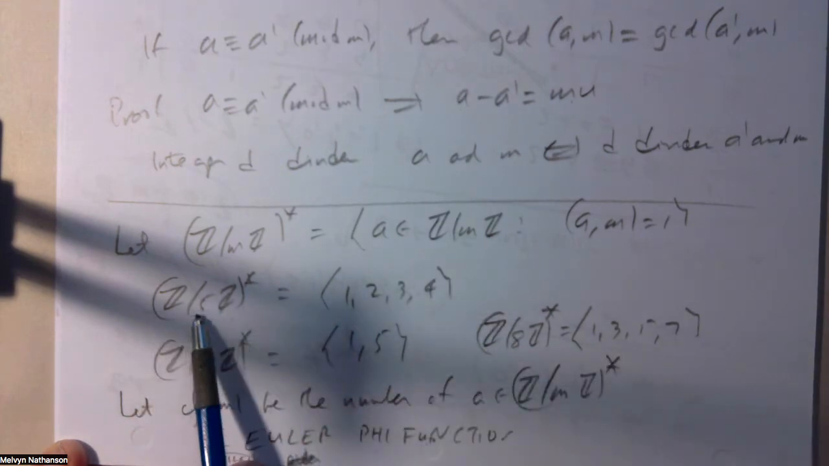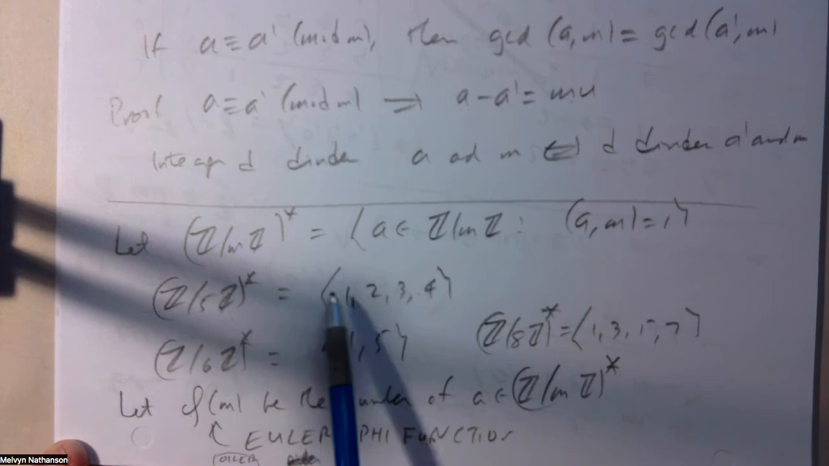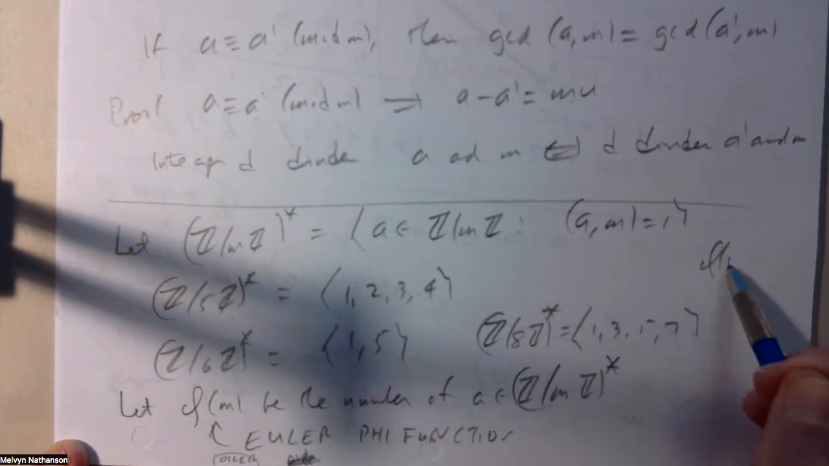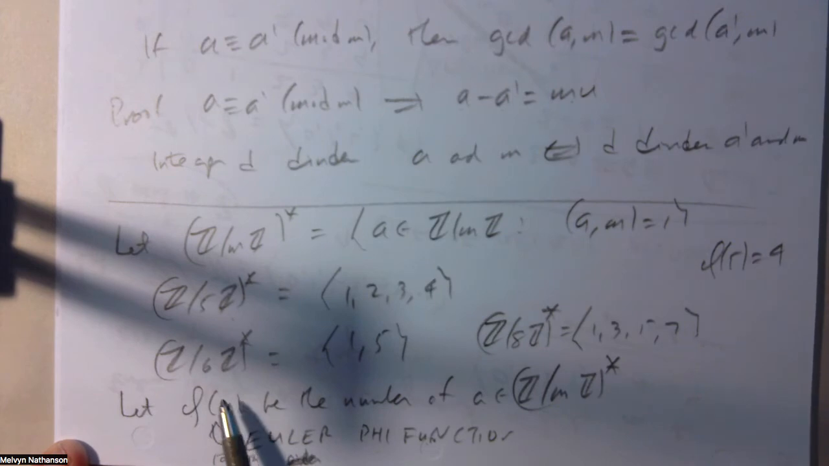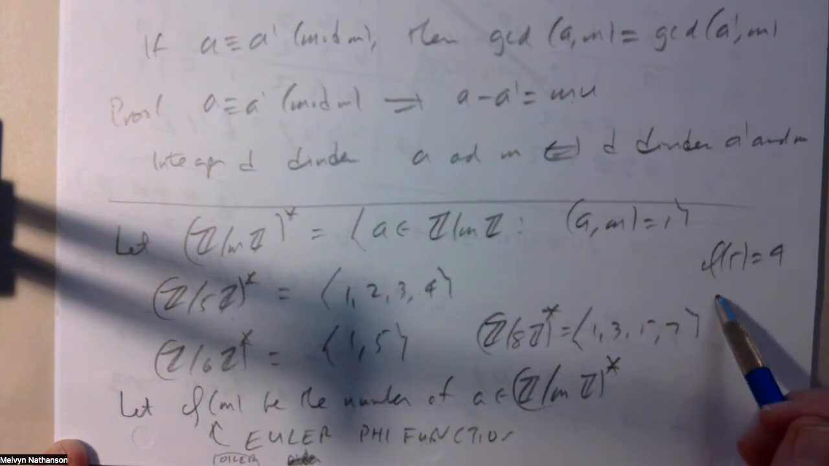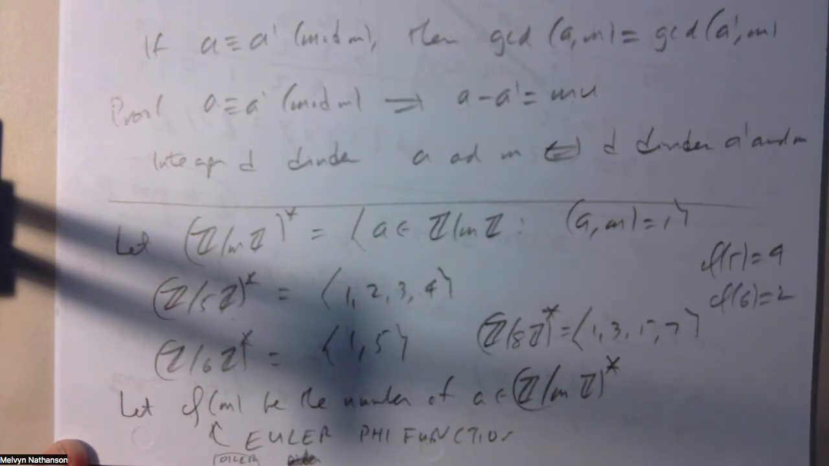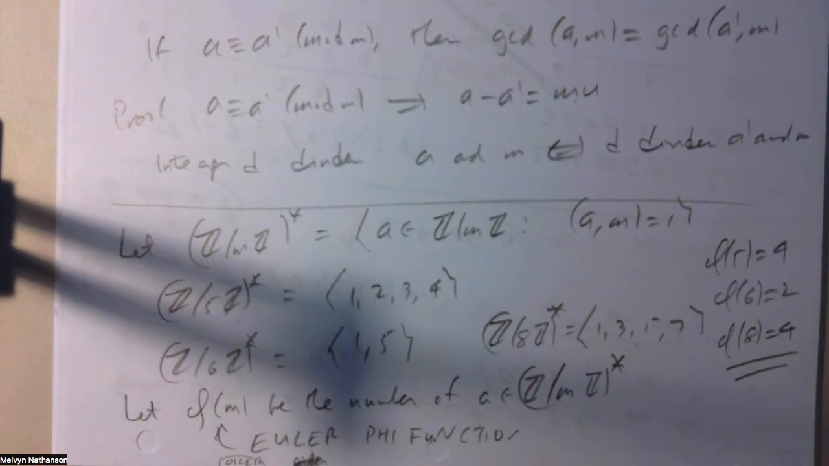So for example, how many elements in Z mod 5Z are relatively prime to 5? There are 4 of them. So phi of 5 is equal to 4. If you look at the numbers in Z mod 6Z, only 2 are relatively prime to 6. So phi of 6 is equal to 2. If you look at the 8 numbers in Z mod 8Z, exactly 4 of them are relatively prime to 8. So phi of 8 is equal to 4, and so on. This is the Euler phi function, which is extremely important in cryptography.